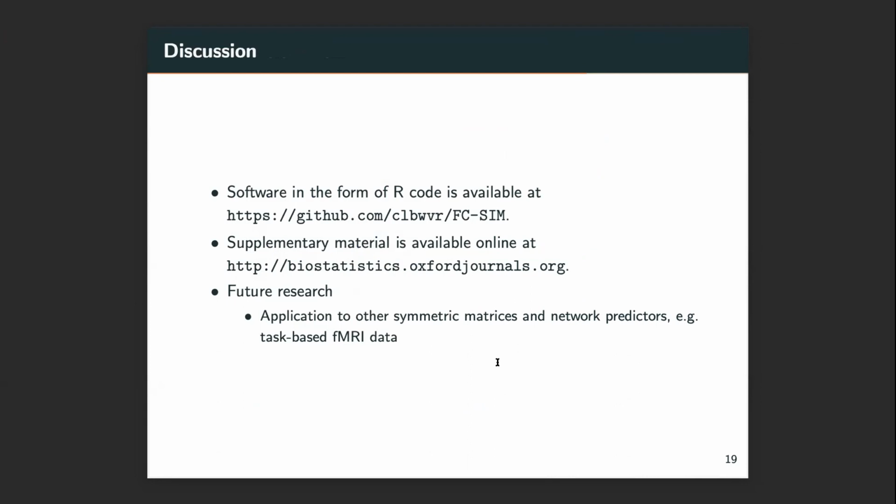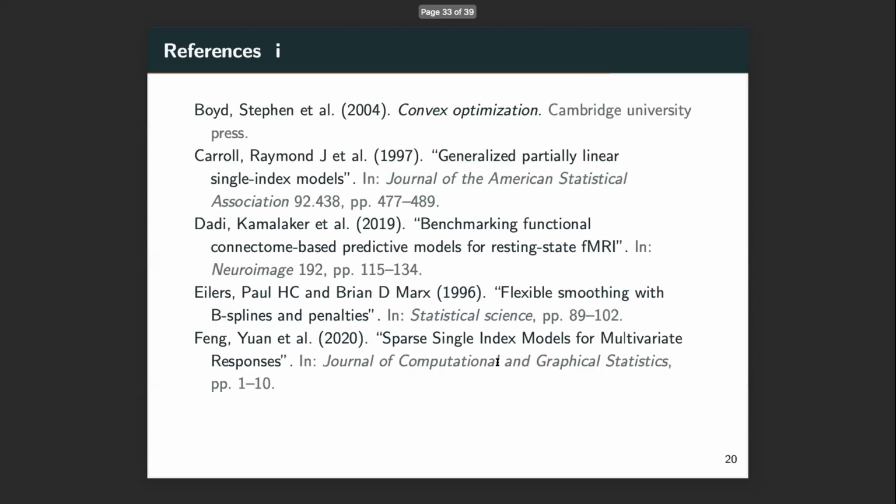And in terms of next steps, we're interested in the application to other types of matrices, not necessarily just functional connectivity matrices, because the way the model is proposed, it's not necessarily tied to the fact that it's a functional connectivity matrix. As well as other types of structured sparsities. And in terms of applications, we've looked at resting state here, but the application to task-based fMRI is especially intriguing to me. So that's all I've got.